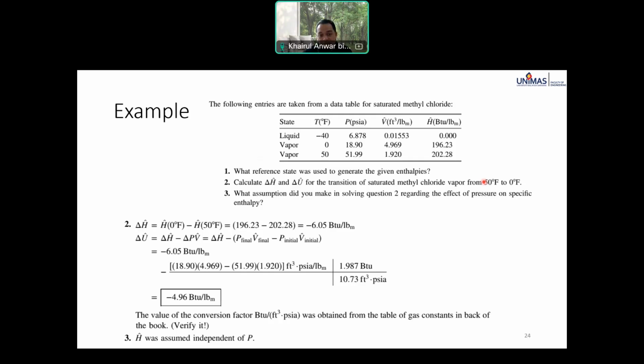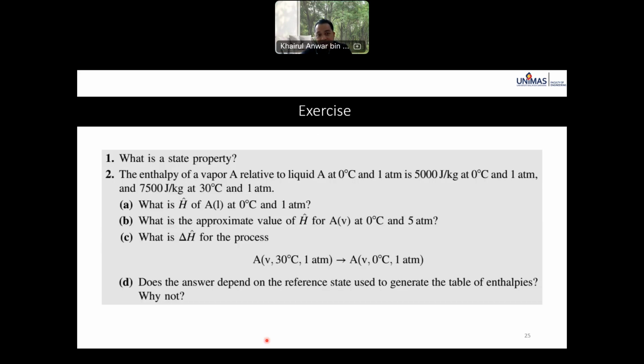What assumption? Okay, so next, this is for the specific enthalpy; for the specific internal energy, you use the equation H equals U plus PV. Assumption: assume the specific volume is independent of P. This is what you need to do.